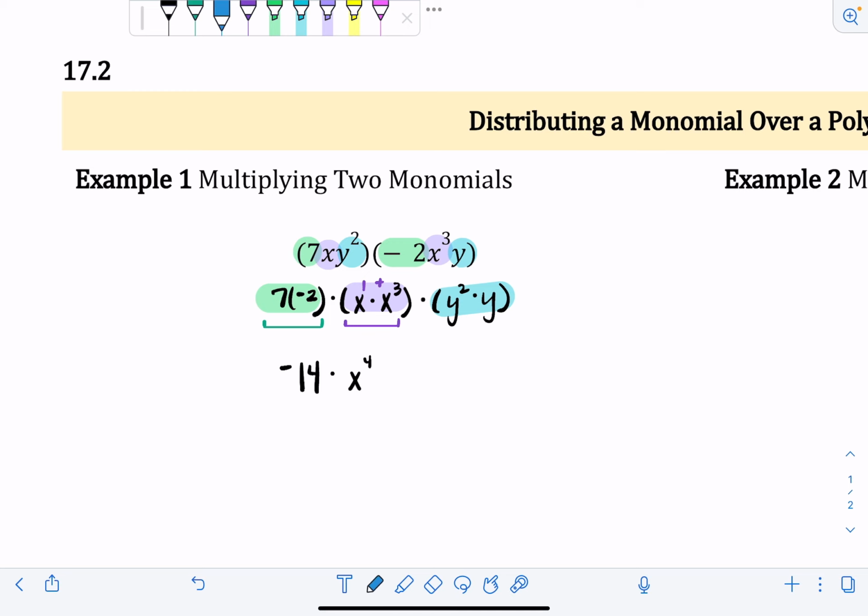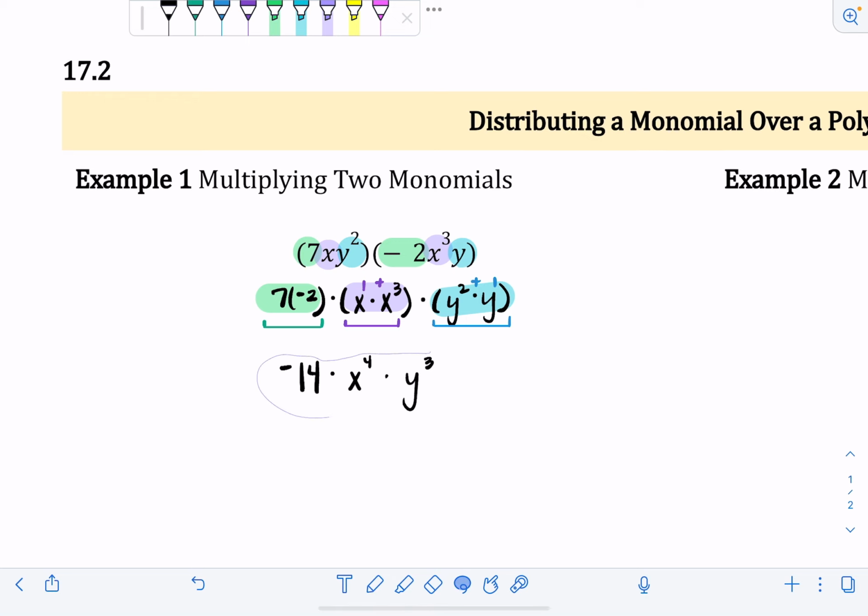And then for our y's, same thing. We have two powers that have the same base that are being multiplied together. This is a y to the first power because I don't see an exponent, and to combine them, I would add the exponents. So y squared times y to the first power would become y to the third power.